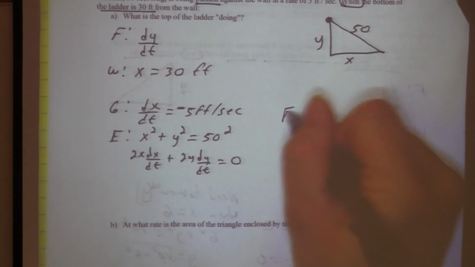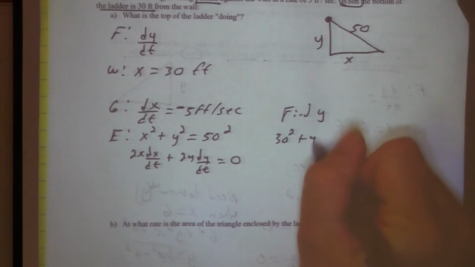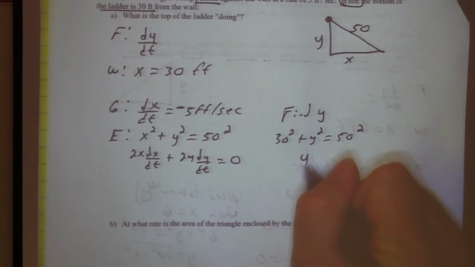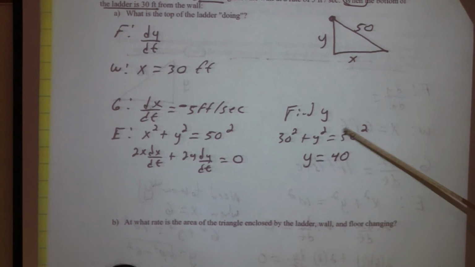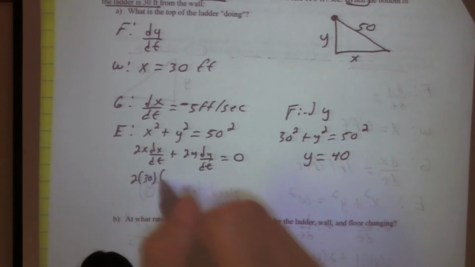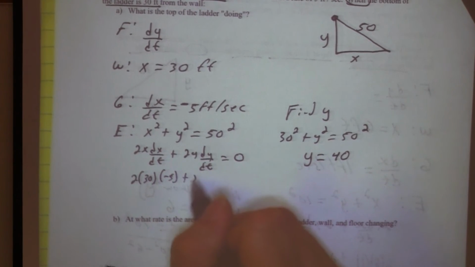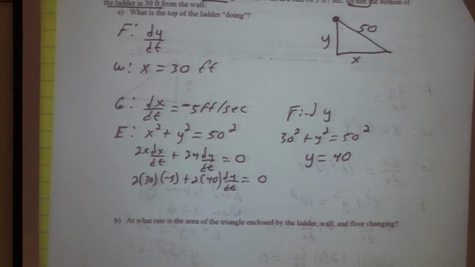Y, so we gotta find y, right? So we know that 30 squared plus y squared equals 50 squared, so can we jump straight to tell me what y is? Yes. What is it? 40. How do I know it's 40 right away? It's the identity, 3, 4, 5. It's a Pythagorean triple. All they do is multiply them by 10, okay? So we're good. It is 40. So let's jump straight back over here. So 2 times 30 times negative 5, plus 2 times 40 dy/dt equals 0.